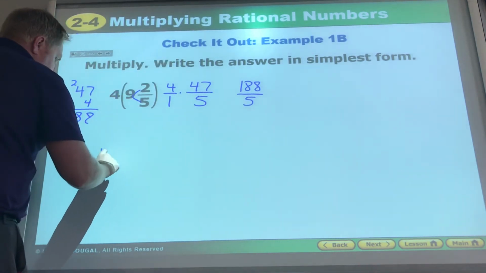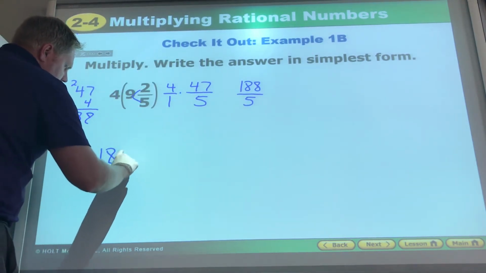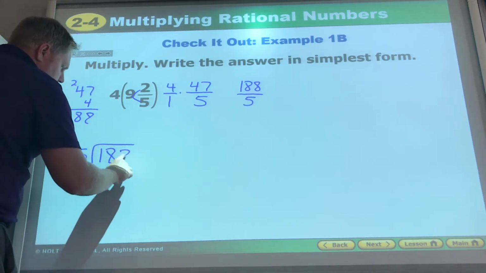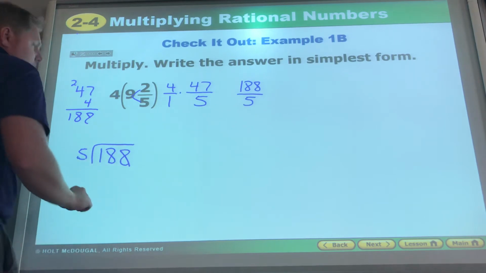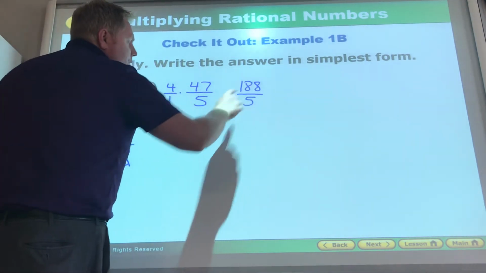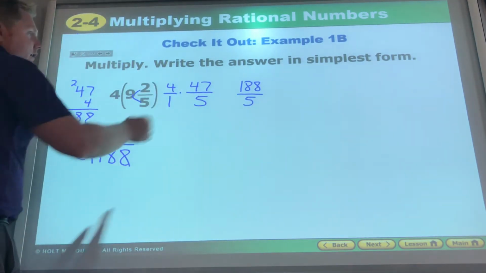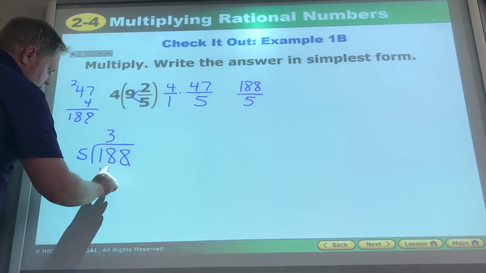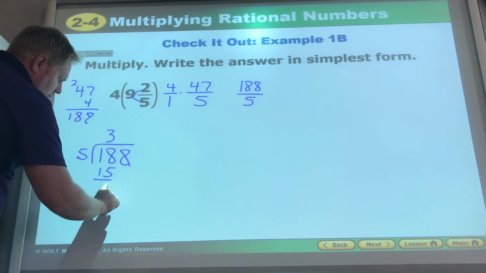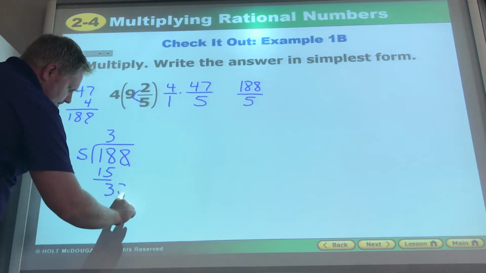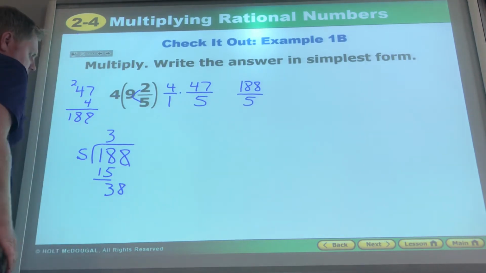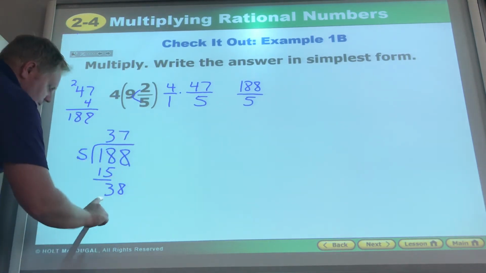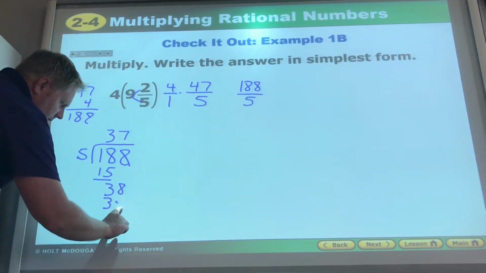So 188, we're going to divide by 5. My gracious, I wish my smartboard worked better. All right, so the 188, that's inside, the 5 is outside. It'll go in there 3 times. That's 15, 38. All right, it'll go into 38 7 times. It's 35.